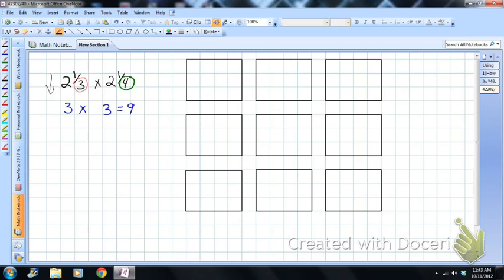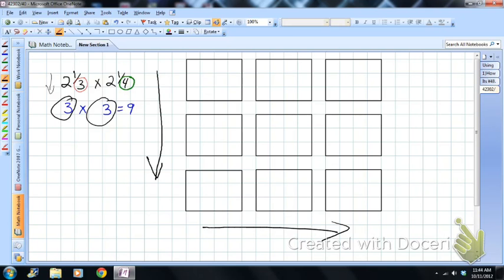All right, so that's the very first thing we need to be able to do if we're going to represent multiplication of mixed numbers with models. Keep in mind, for the first number, we want that many rectangles going down, and for the second number, we want that many rectangles going across. And we'll talk about how we're going to break these up in the next section.